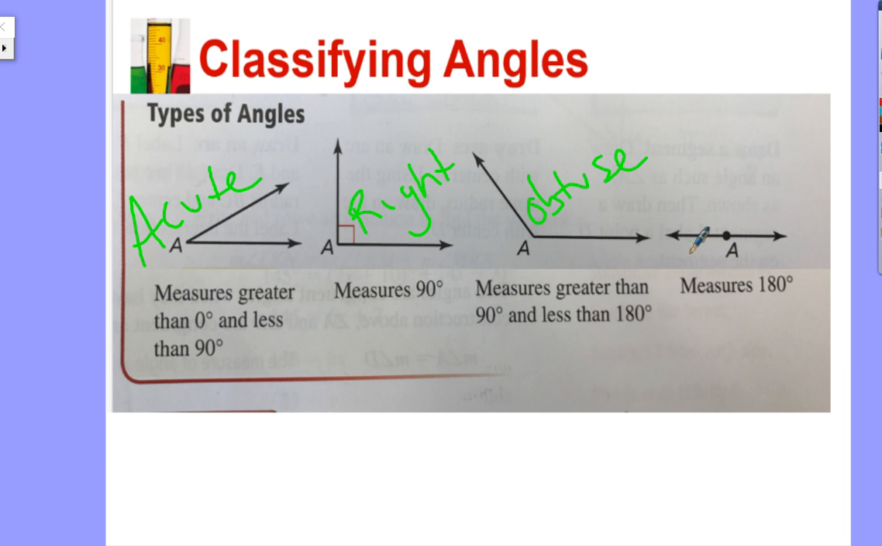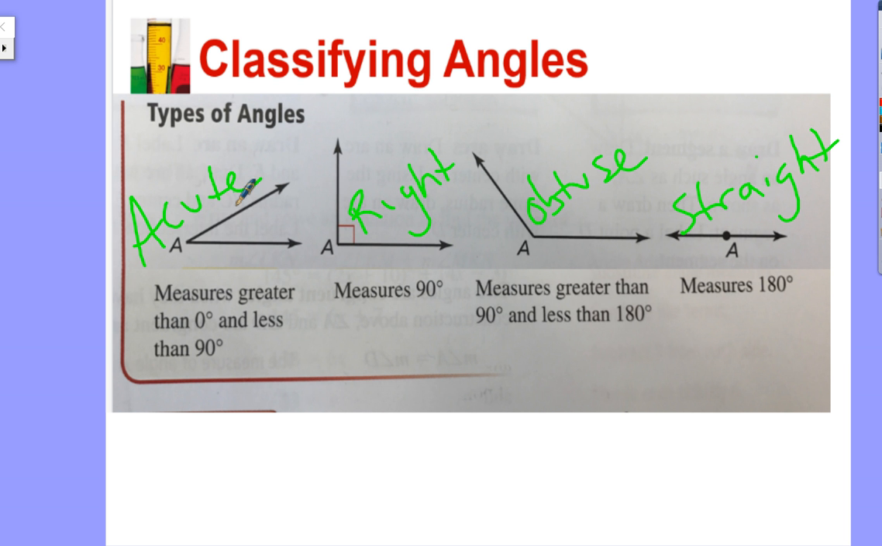And last but not least, when it equals 180 degrees exactly, well, let's think about this. When it's 180 degrees, what did it create? Well, it created a straight line, so we call it a straight angle. Now, how can we kind of help ourselves remember some of these things?